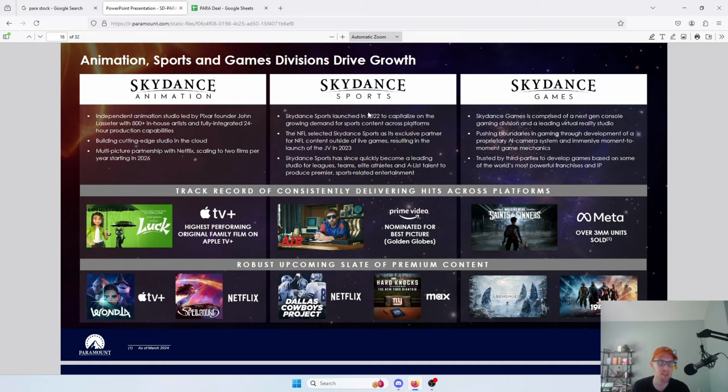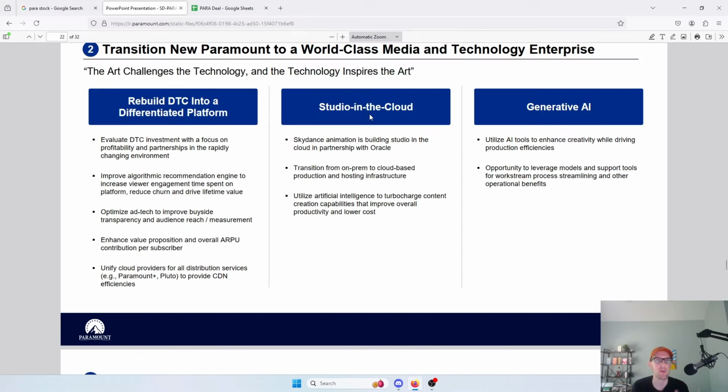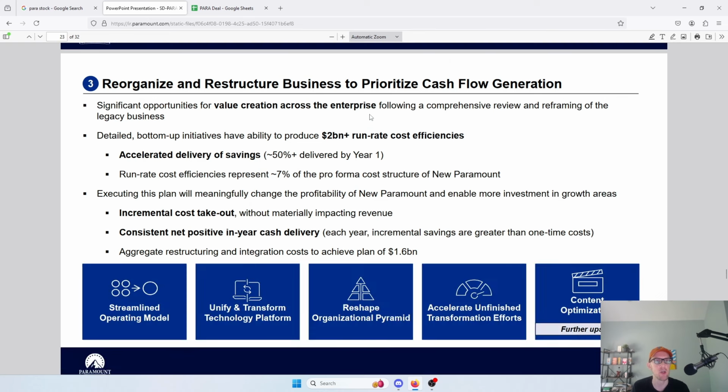But when you think about this stuff, what's going to happen? Well, the reality is you can talk about creative, you can talk about improving their technology, etc., but it's reorganization and restructuring of the business. You're combining two separate entities that have overlapping stuff. You're going to have cost savings, layoffs, streamlining operating models, unifying technology platforms, organizational realignment, all of that stuff. They're saying we're going to have about $2 billion in run rate cost efficiencies.